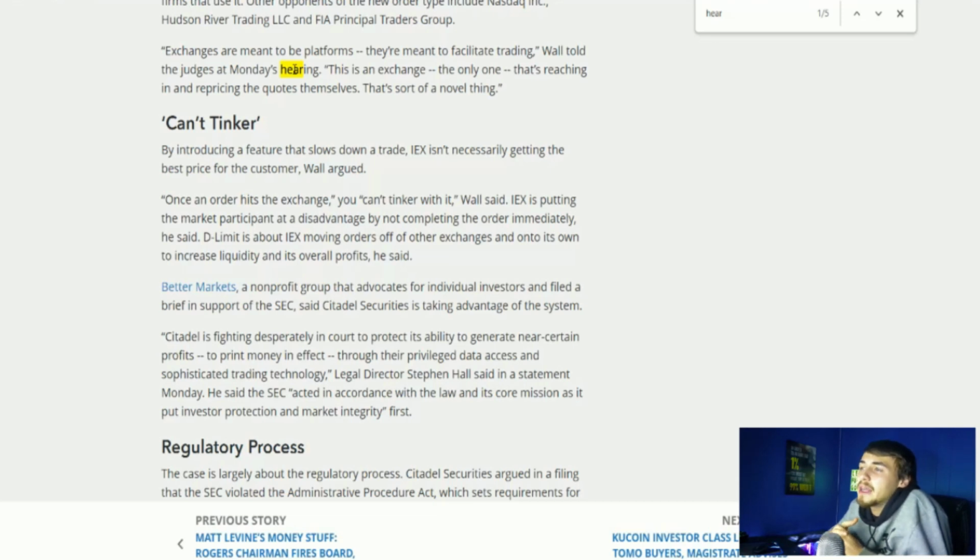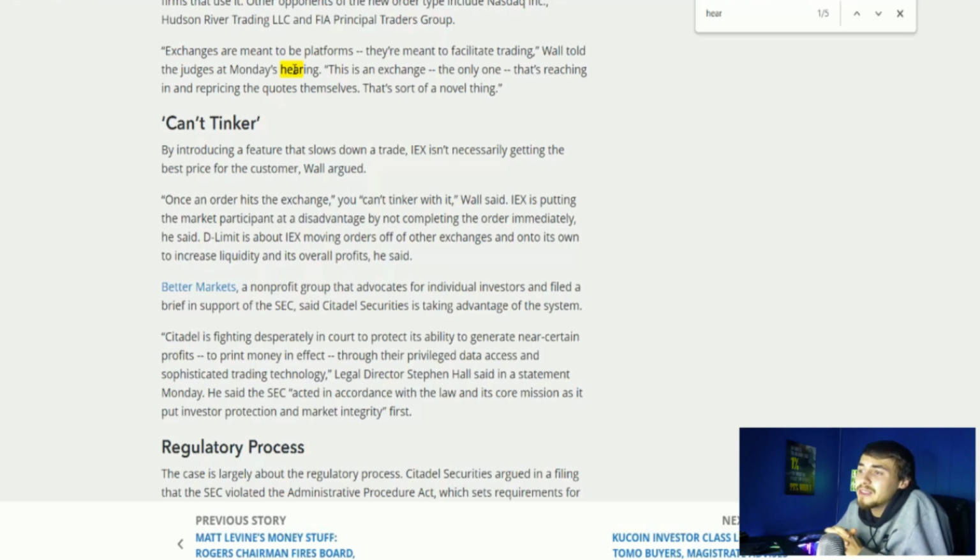D-Limit is about IEX moving orders off of other exchanges and onto its own to increase liquidity and its overall profits, he said. Better Markets, a nonprofit group that advocates for individual investors and filed a brief in support of the SEC, says Citadel Securities is taking advantage of the system. In quotes, "Citadel is fighting desperately in court to protect its ability to generate near certain profits, to print money in effect, through their privileged data access and sophisticated trading technology," legal director Stephen Hall said in a statement Monday.